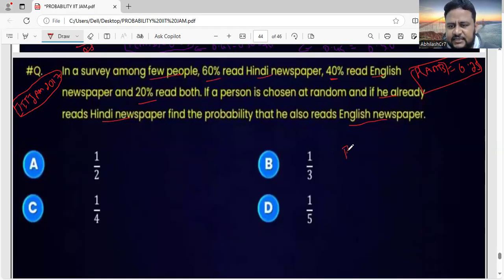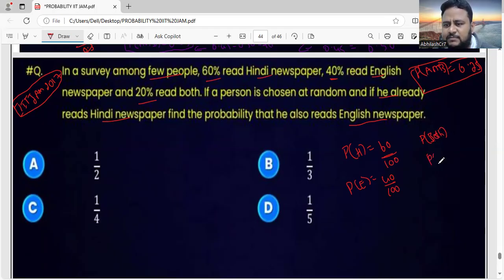A person reading Hindi newspaper, let us write P of H is given as 60%. Instead of percentage, let us write it in terms of value. So 60% means it is 60 by 100. Person reading English is given as 40%, that is 40 by 100. A person reading both means what? That is common. Person reading both means probability of both, I should write it as H intersection E. Both means it is common to Hindi and English.